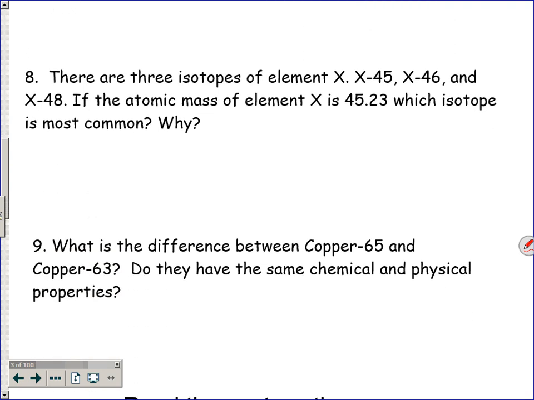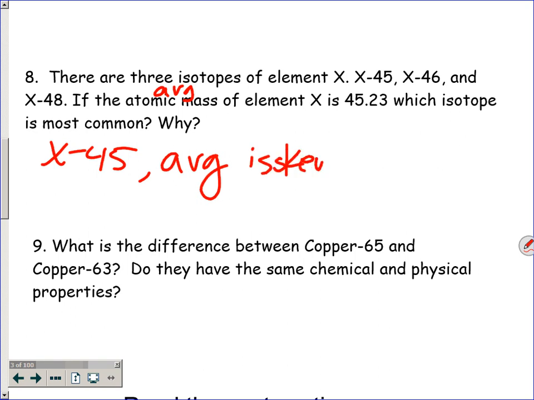This is question 8. So you have element X, 45, 46, 48. If the average atomic mass of the element is 45.23, which isotope is most common? Isotope 45, right? Why? Good. So the average is skewed towards a mass of 45. So therefore, the most abundant one is going to be the one that has a mass of 45. So far, so good?